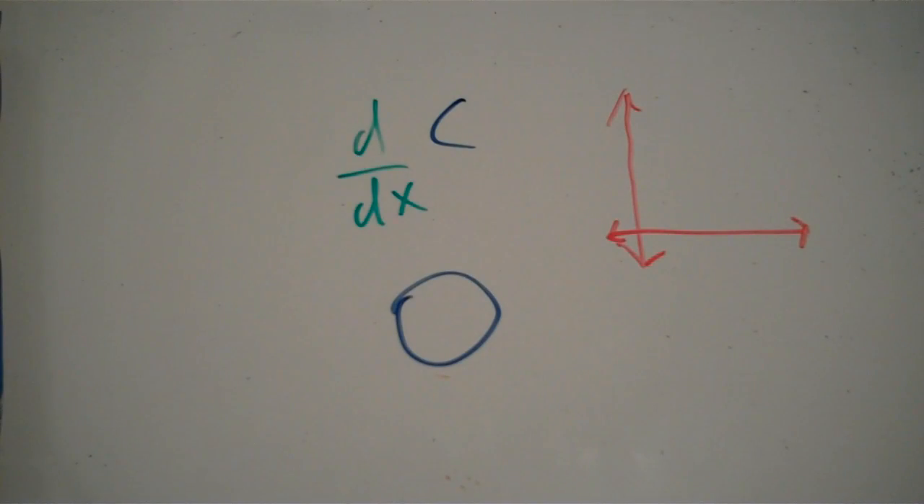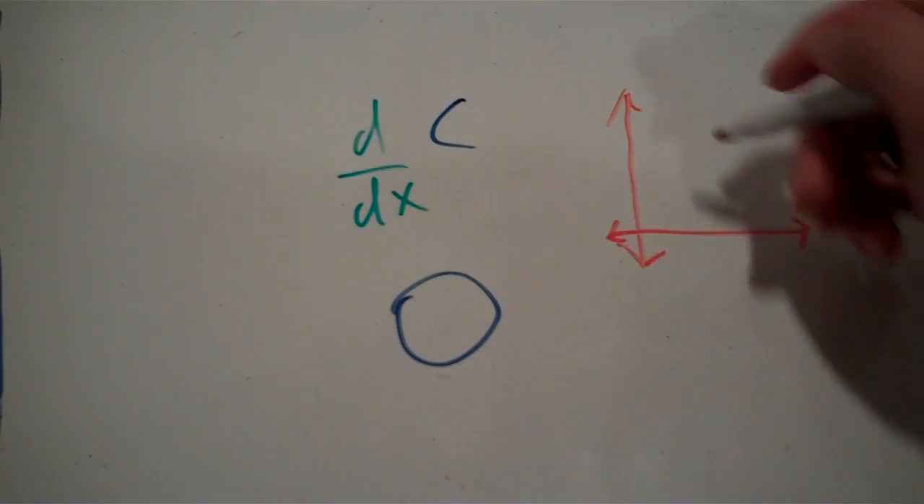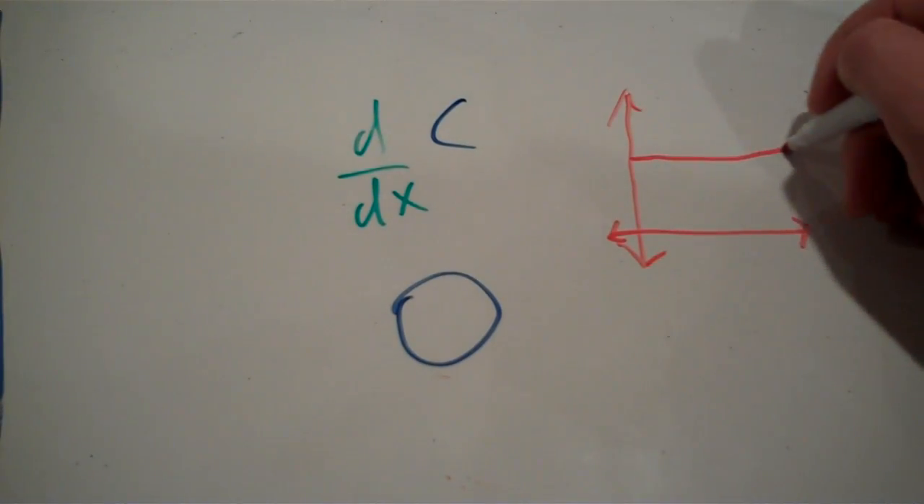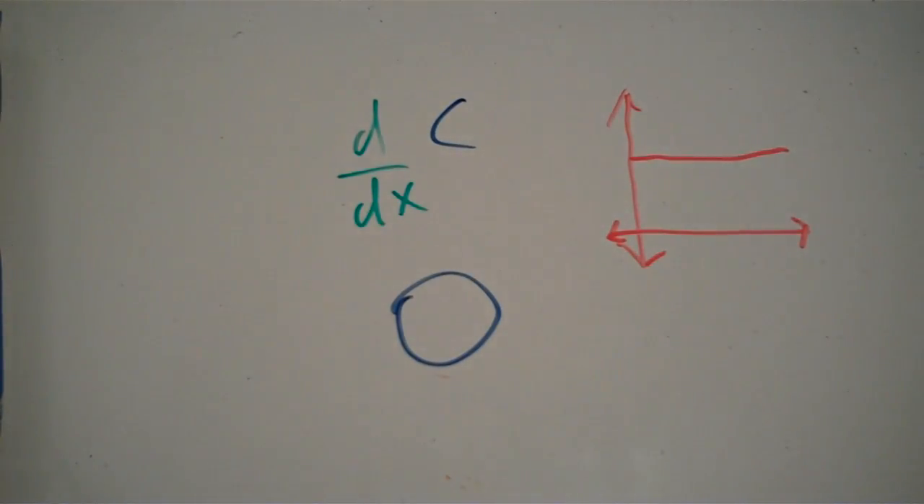Watch my original video on long derivatives for a better explanation on this. Now, the reason a constant has a derivative of 0 is because if you graph a constant, it is just a straight, flat line. It has no slope. As such, its derivative is 0.